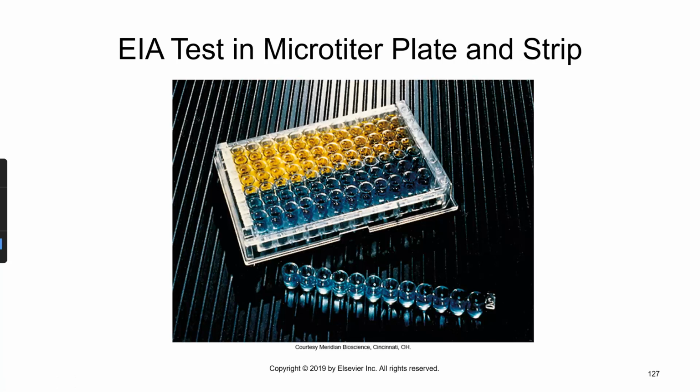So this is just an example of a microtiter plate and strip. Here's a plate where you can have different concentrations of the antibody to determine the concentration necessary, and then here's a strip that we can use as well.